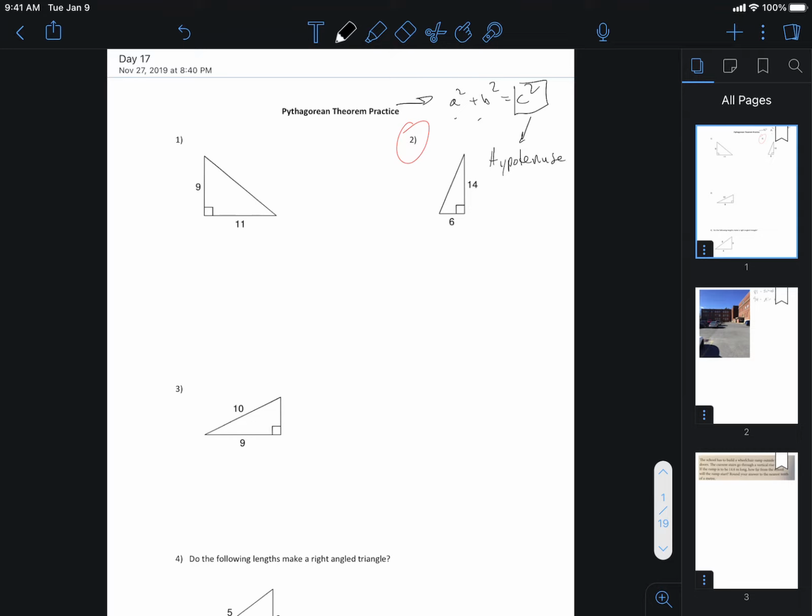I figured out how to spell it. That's how you spell it too, by the way. There's no E here at the end. Okay. It's easier than I thought it was.